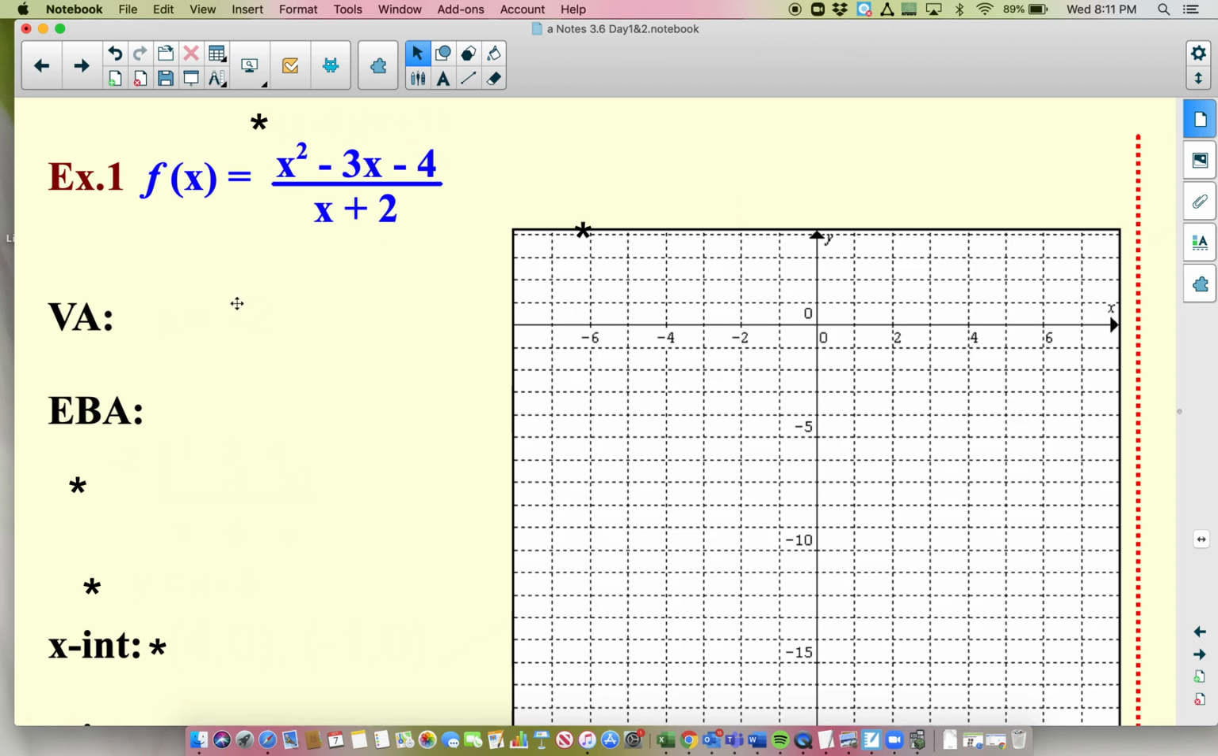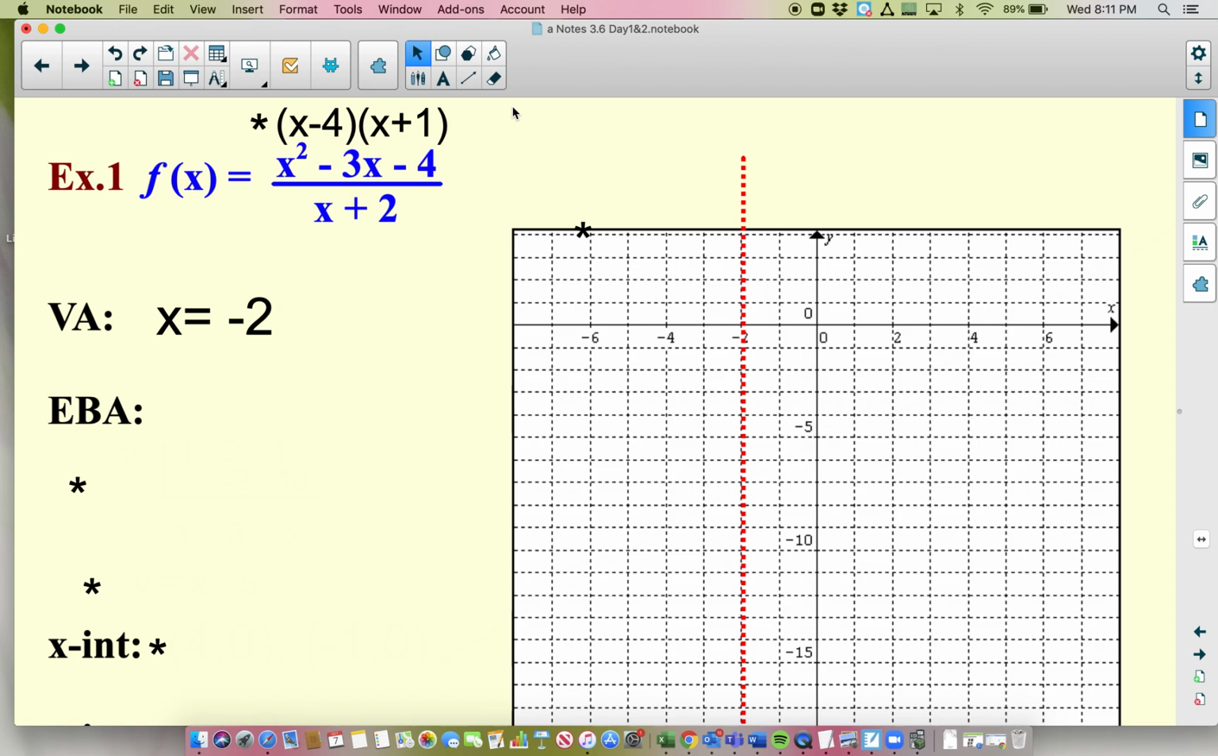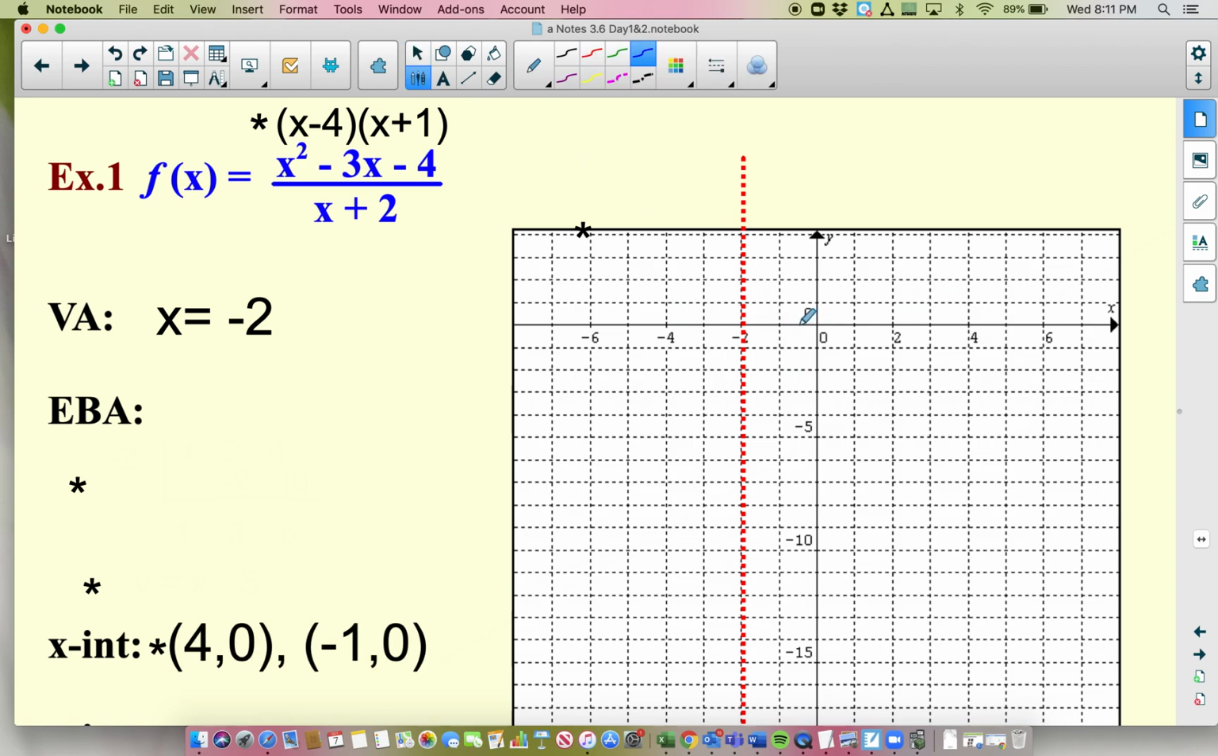So you did these yesterday, and finding vertical asymptotes, x-intercepts, y-intercepts, all of those ideas remain the same. You note that when you're finding the vertical asymptotes, you solve the denominator. So x plus 2, set it equal to 0, and you will get x equals negative 2. So that's going to be your vertical asymptote. You could go over to the graph and place that. And then your x-intercepts, you solve the numerator. If I factor that first, it would be easier to solve. And then you can see your intercepts are going to be at 4 and negative 1. So again, you could place those points, negative 1 and 4.